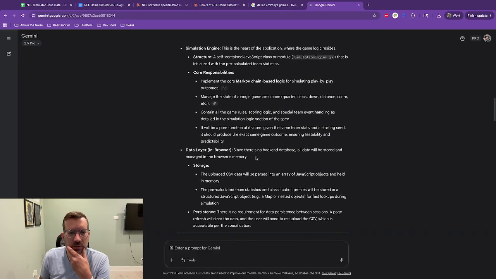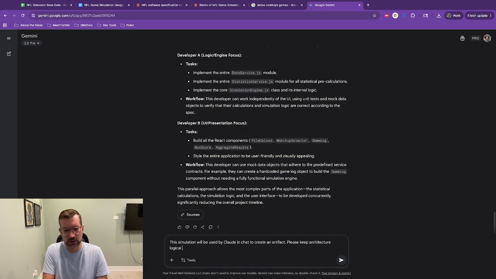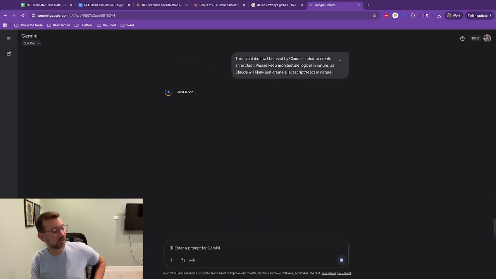Simulation engine. All right. This simulation will be used by Claude in chat to create an artifact. Please keep architecture logical in nature, as Claude will likely just create a JavaScript/React in nature. Give your plan in a markdown file format. I don't know why I decided not to use.